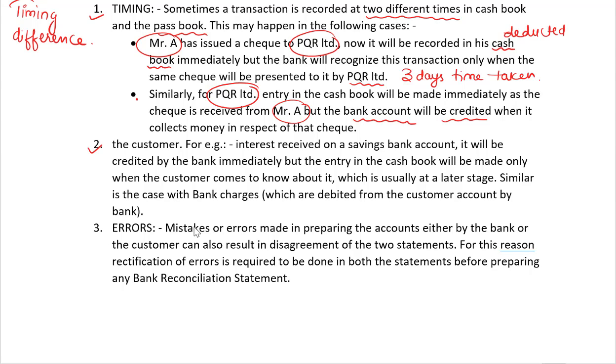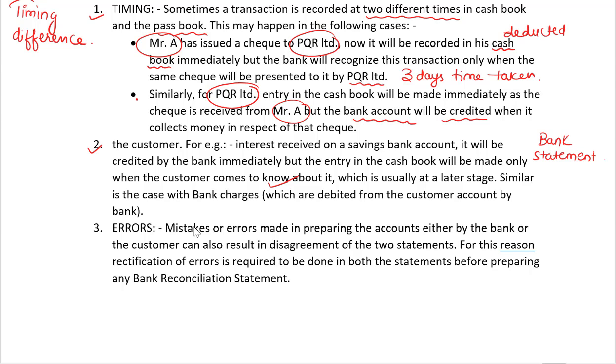Let's see point number 2 now. The customer, for example, interest received on savings bank account, it will be credited by the bank immediately, but entry in the cash book will be made only when the customer comes to know about it. That means when the customer checks the bank statement, at that point of time only he'll be able to understand that, okay, fine, I had got some kind of interest from the bank.